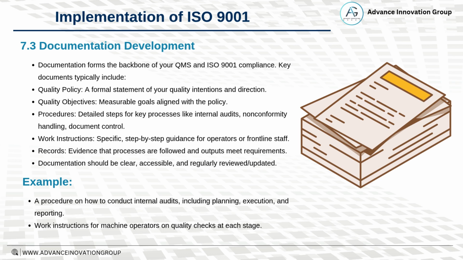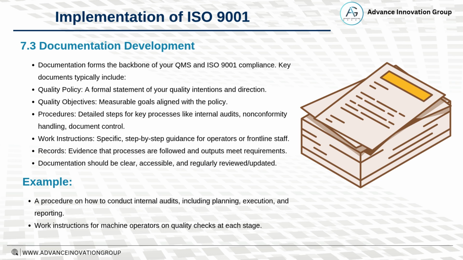Procedures provide detailed instructions for important processes like internal audits, handling nonconformities, and document control. Work instructions give specific step-by-step guidance for operators or frontline staff to perform their tasks correctly. Records act as proof that processes are being followed and that outputs meet requirements. All documentation should be clear, easily accessible to relevant personnel, and regularly reviewed and updated to remain effective.